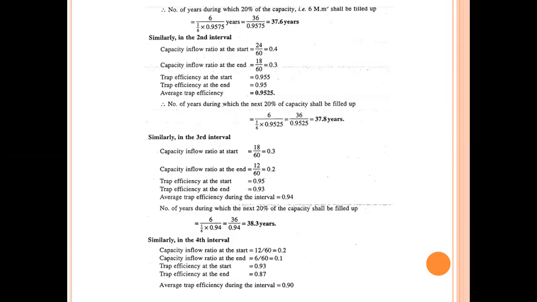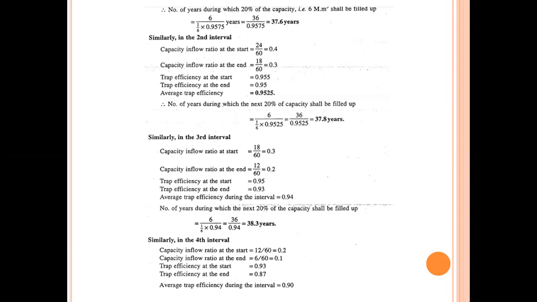That means when 30 MCM capacity is reduced to 24 MCM, how many years will it take? 37.6 years. That means in 37.6 years, the 30 MCM capacity of the reservoir is reduced to 24 MCM capacity. Similarly, we calculate for the second interval. What is the second interval? From 24 to next. Next is 18.